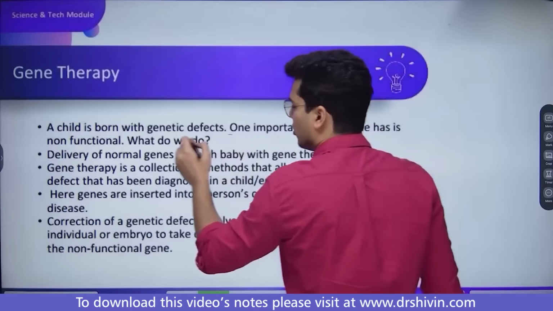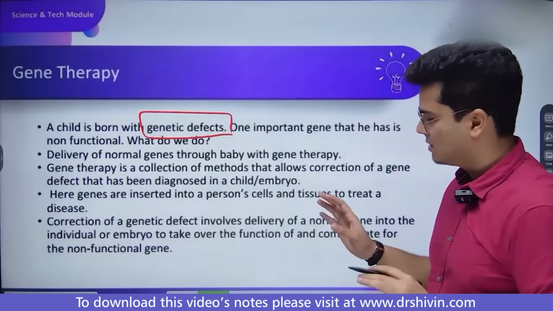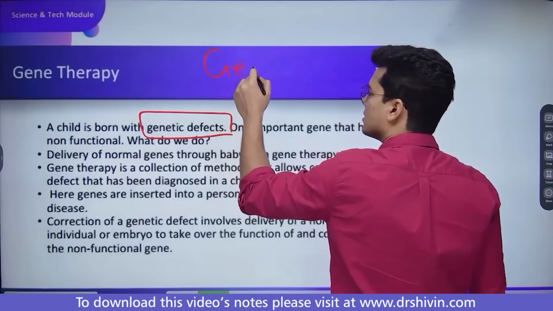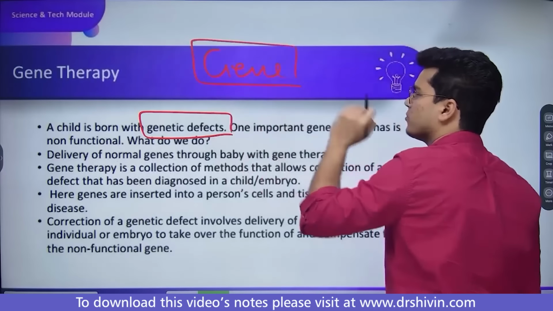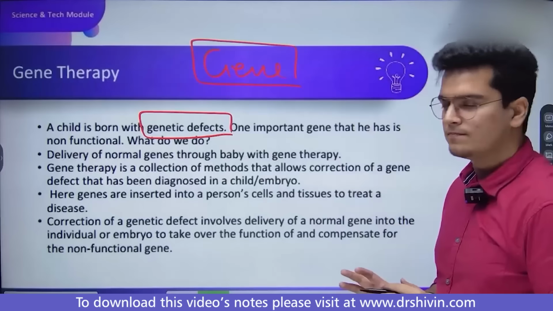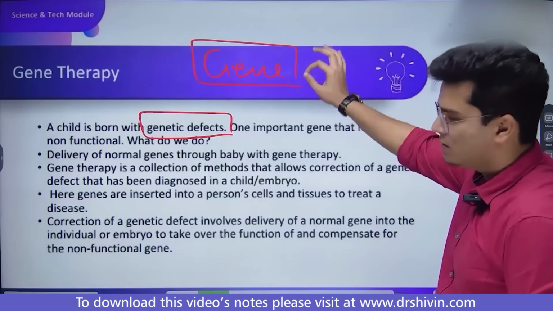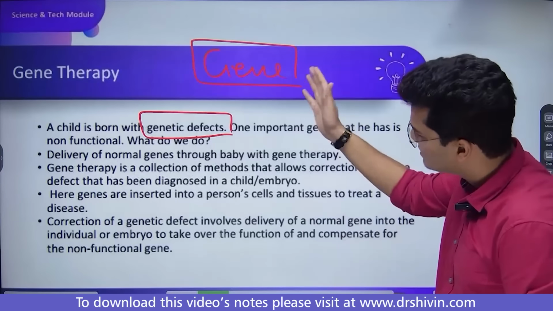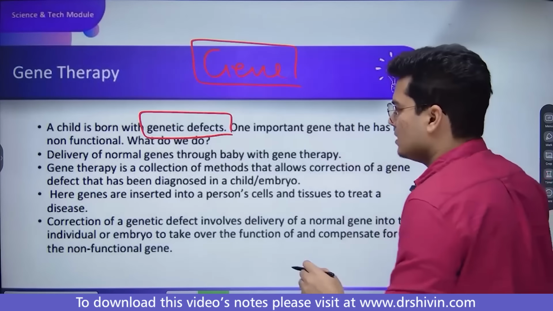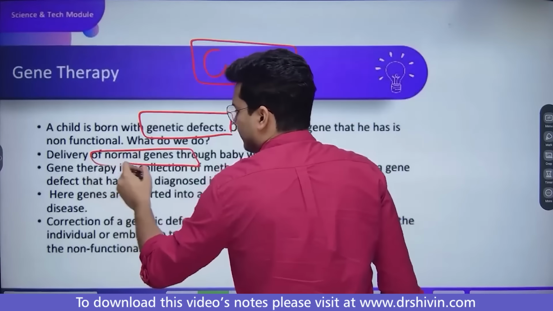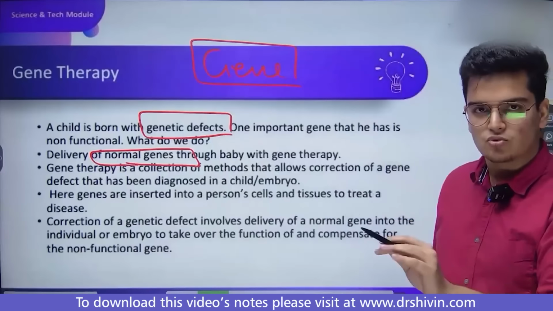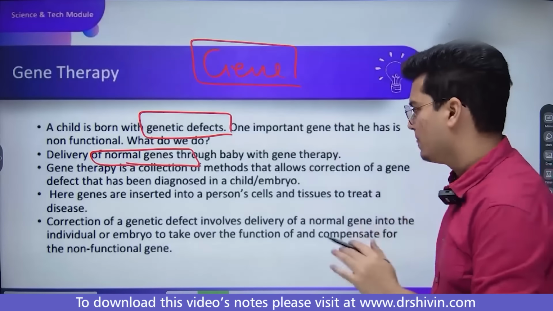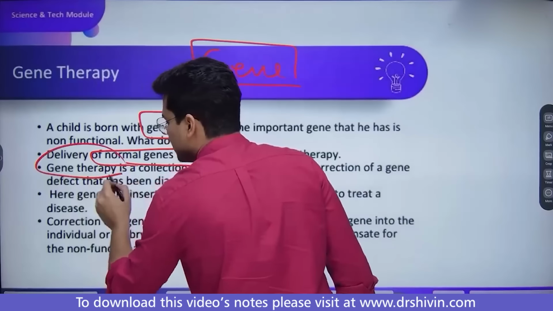If a child is born with genetic defects, okay, genetic defect meaning one of my important genes, one important gene is not functioning properly, then what do I have to do? I have to give this normal gene to the child. मुझे बच्चे को normal gene देनी पड़ेगी. Okay. Because if one of the genes is defective, he will have some issue. Genetic defect. I have to give the normal gene. How? The idea is gene therapy.